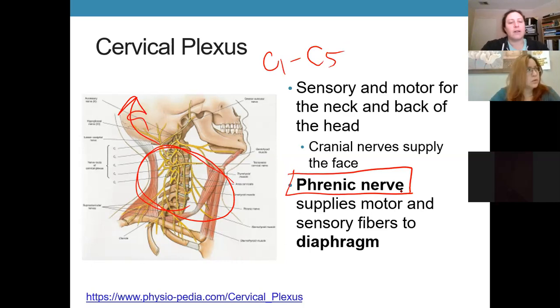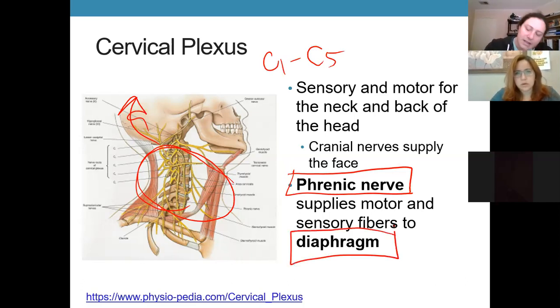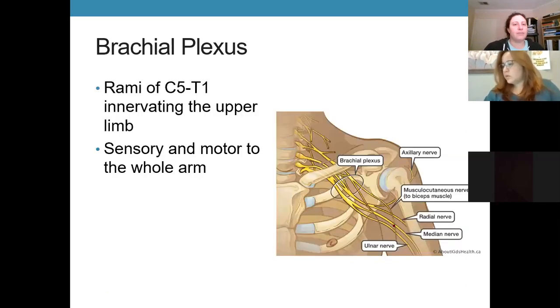So the phrenic nerve is the only one that doesn't stay in this area and just innervate the skin and muscles of the neck and the back of the head. The phrenic nerve actually runs all the way through the thorax and controls the diaphragm, which is the skeletal muscle that's primarily in charge of breathing. So the phrenic nerve is the one that gets irritated when you have hiccups, and it's the one that's active every single time you breathe for any reason whatsoever. So it's kind of important. And it's just weird that it comes out there. Why? I don't know. The way we developed.